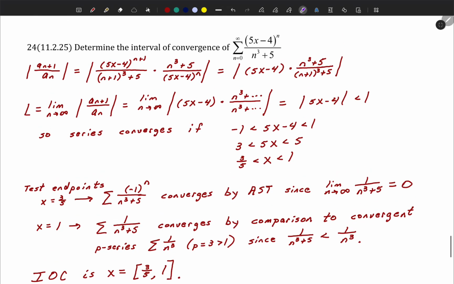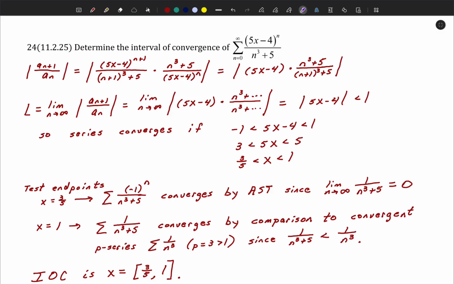The way you test it is you literally plug it into your original summation here. So I can say if I plugged x equals 3/5 into that series, what's going to happen is I'm going to have 5 times 3/5 minus 4 on the inside of that. Notice that's going to be 3 minus 4. 3 minus 4 is -1. I'm going to have (-1) to the n power up there. And you're plugging it in for x, nothing else happens to the n term. So I'll have (-1)^n over n cubed plus 5.